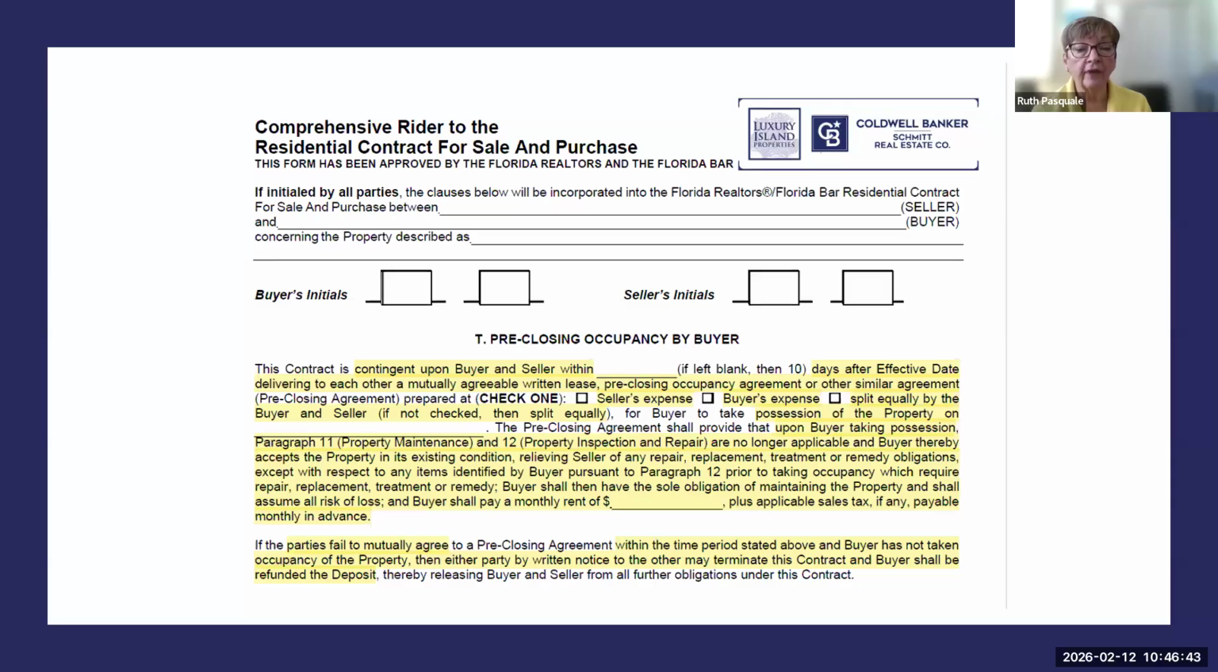So under this, the buyer and seller have, and the default is 10 days after the effective date, to have a mutually agreeable agreement of some kind, lease, whatever it is, in place. Then that gets to who's going to pay for that? Who's going to pay for the drafting of the agreement? Is the seller going to pay for it? Is the buyer going to pay for it? Or are they going to split that cost evenly? So that is a decision you have to make. Okay.